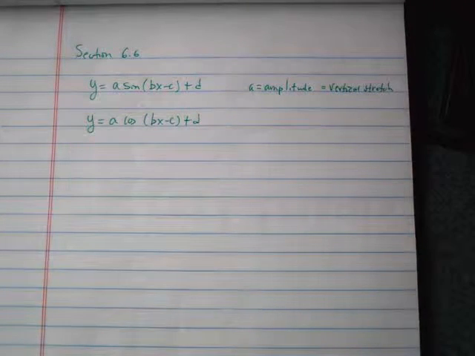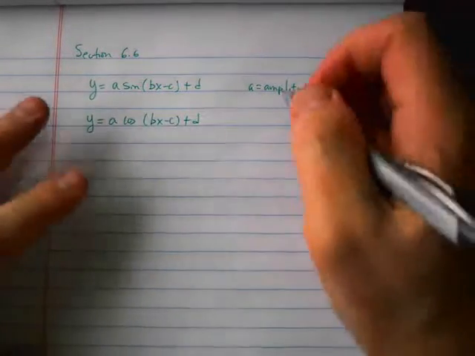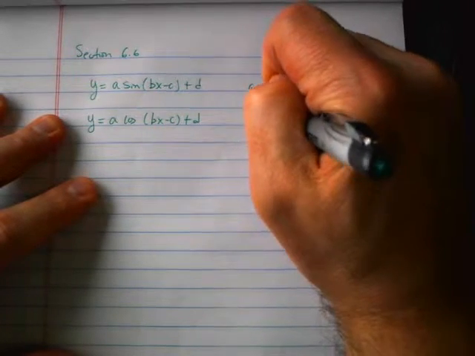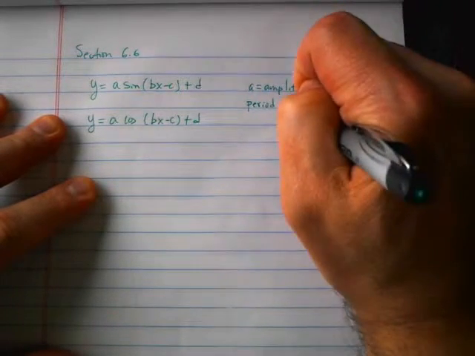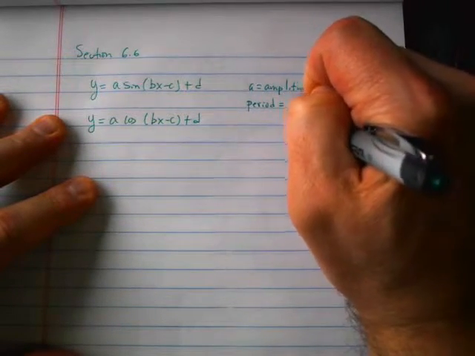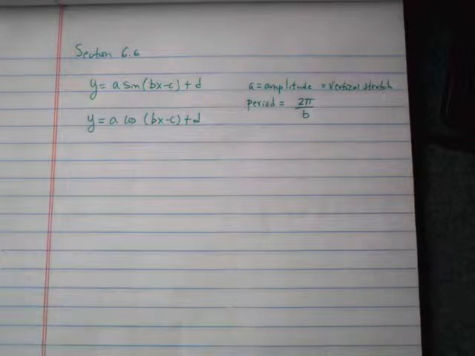What did B control? B controlled horizontal stretch. And when we're talking with sine or cosine, we call that period. So our period is 2 pi over b. And what that means is that's how long it takes the wave to make one complete cycle.